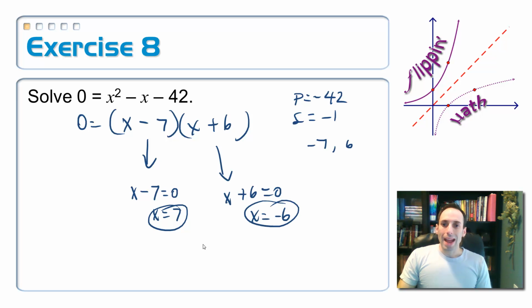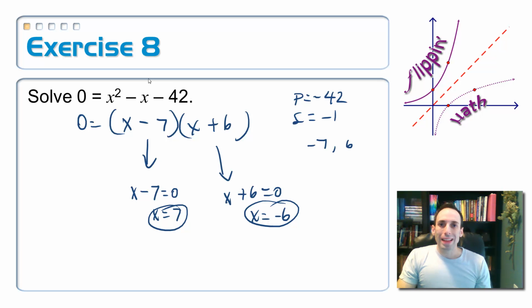So my two x-intercepts, if I were going to write them as ordered pairs, would be (7, 0) and (negative 6, 0). But it doesn't ask for x-intercepts here. It's just saying solve this equation. So we just have two specific x values: x is equal to 7 or x is equal to negative 6. Either one of those would make that quadratic equation equal to 0.